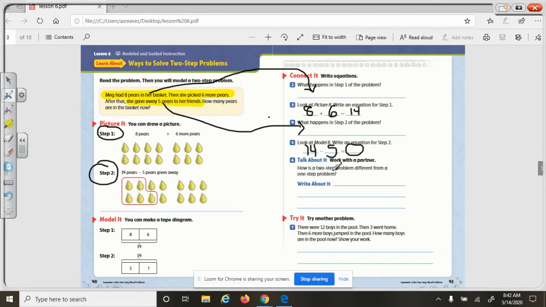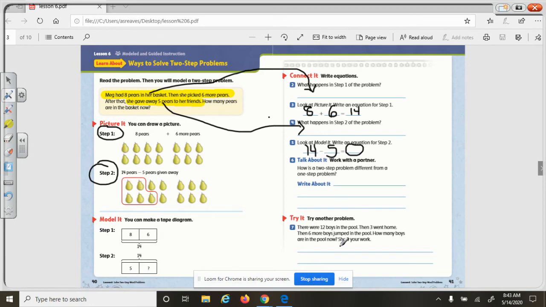Problem 6 says, how is a two-step problem different than a one-step problem, and wants you to write about it. So some things to think about are, in a one-step problem, we are going to just add or just subtract. So in step 1, we only added. In step 2, we only subtract. But when we put those together in a two-step problem, we had to do both. Sometimes in a two-step problem, you have to add and then subtract. You have to subtract, then add, or you might have to add more than 2 numbers or subtract more than 2 numbers.